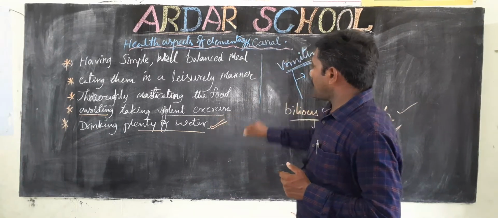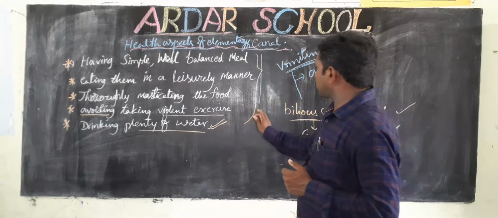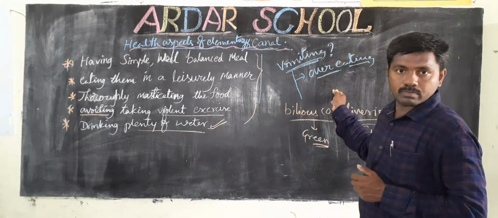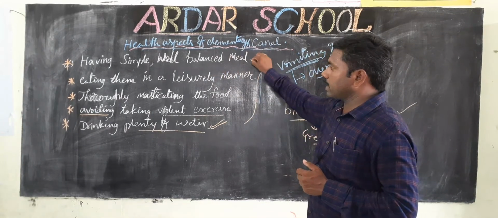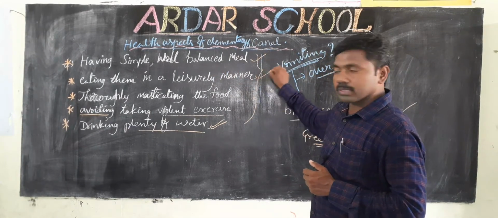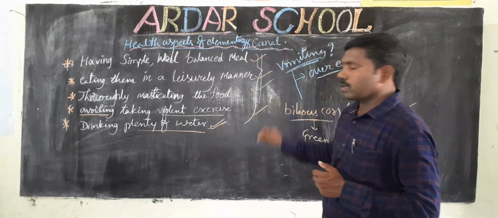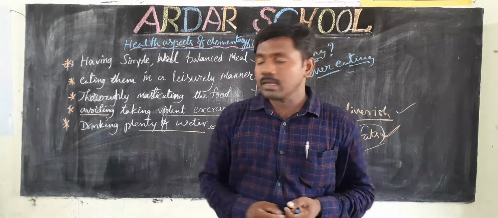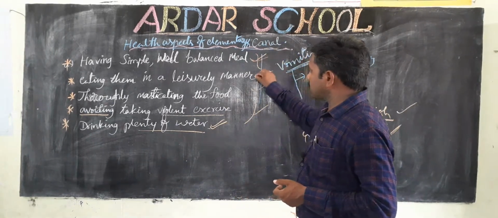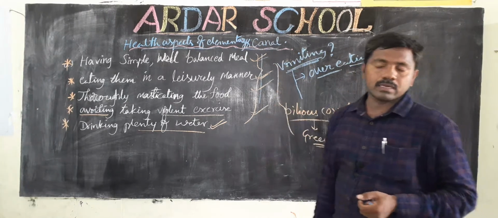Okay children, healthy people follow these habits. If you follow them, you can avoid these problems. Having a simple, well balanced meal, eating in a leisurely manner, thoroughly masticating, drinking plenty of water, and avoiding violent exercise after a meal are good habits.